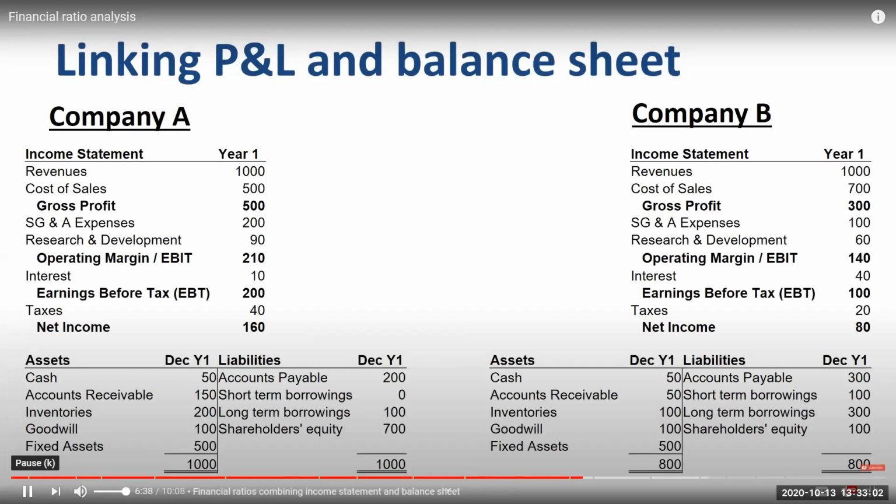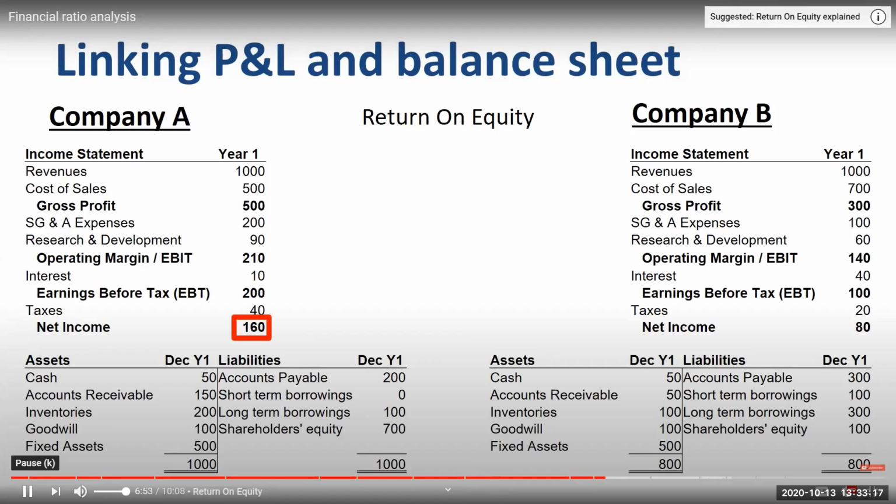Part 3. Financial ratios that combine information from the income statement and the balance sheet. This is where you might see new storylines and connections, on top of what you discovered in analyzing the income statement individually and the balance sheet individually. Let's start with a big picture financial ratio called return on equity, which is net income divided by equity.